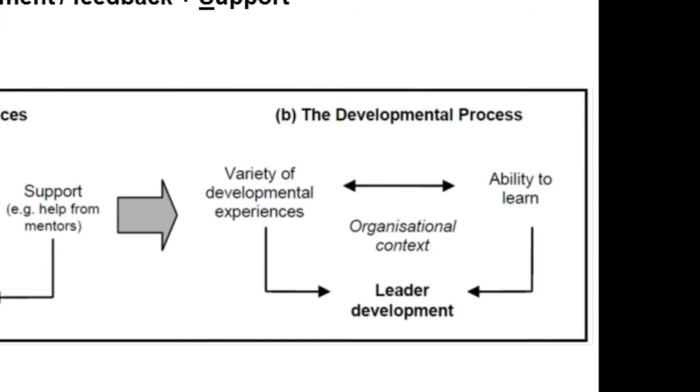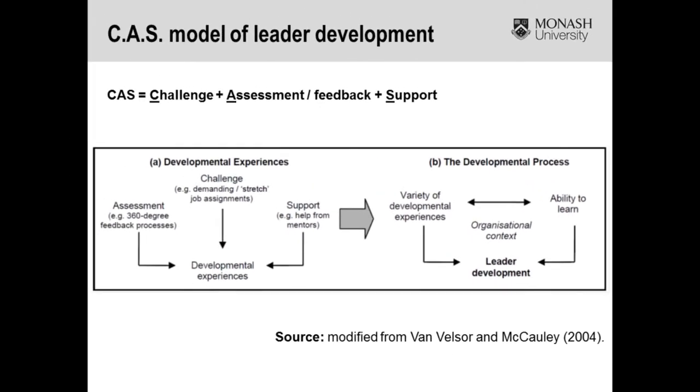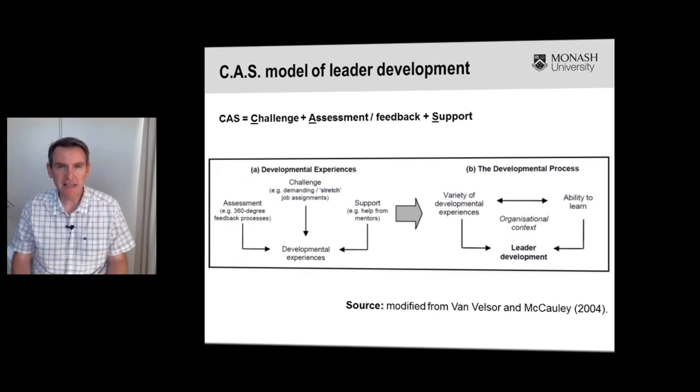And obviously you need the ability to learn as well, you know, the motivation, the self-discipline, the self-awareness, and just the persistence to keep on going, because not everything you try, of course, will work. There'll be some setbacks along the way. So please remember the CAS model when you're putting together your leadership development plan. We need all three elements of challenge, feedback, and support.